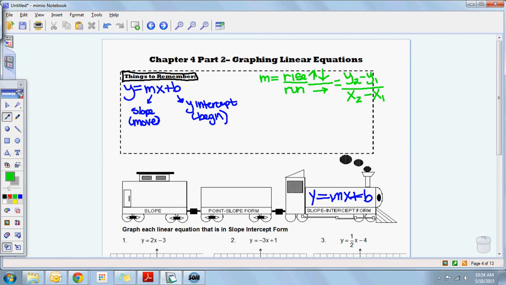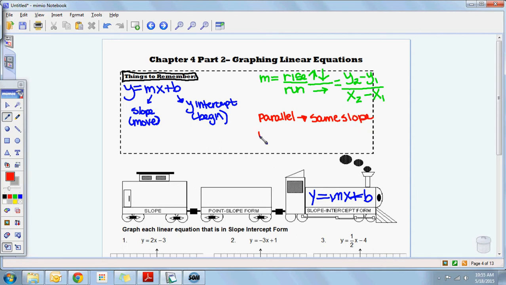Additionally, we talked about parallel and perpendicular lines. So remember, parallel lines never touch. And if you're comparing two lines that are parallel in slope-intercept form, you're going to see that they have the same slope. That's how you identify them from an equation.